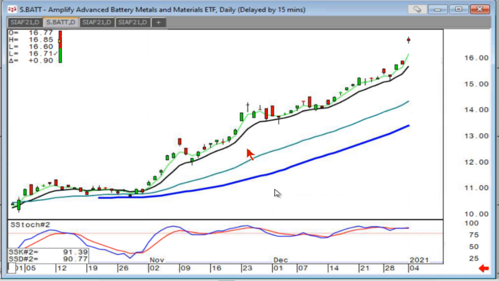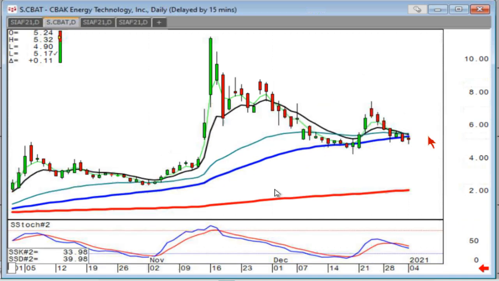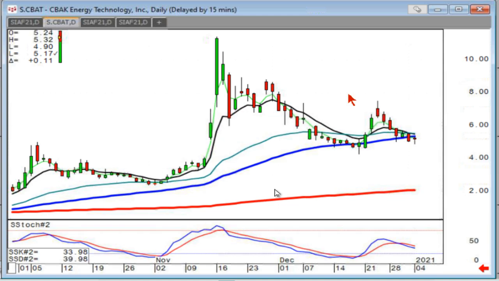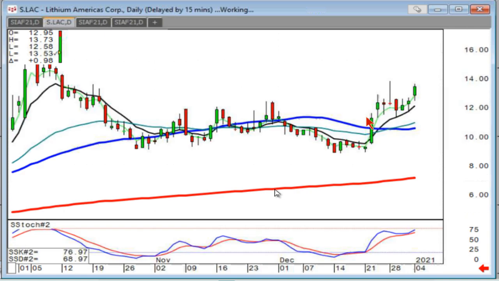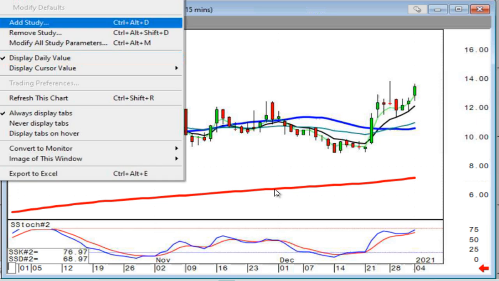All right, thank you, CG. Oh, on CBAT, I would still wait for it to pop back up. It did kind of a little doji day, sitting on the 50. I'd wait for it to pop back up and then watch to see what happens at this level. Yes, and LAC is another one. That has got that little J-hook pattern. And look where the J-hook pattern is occurring.